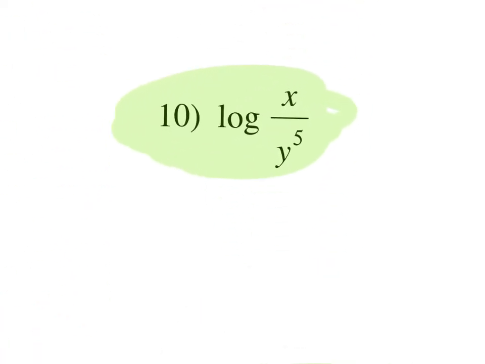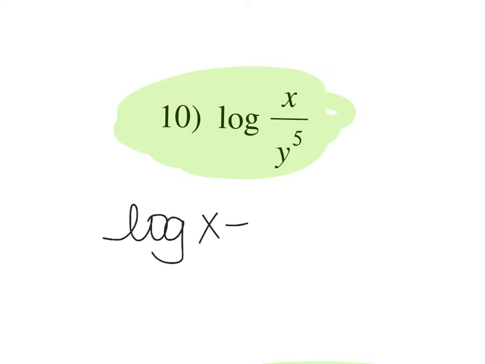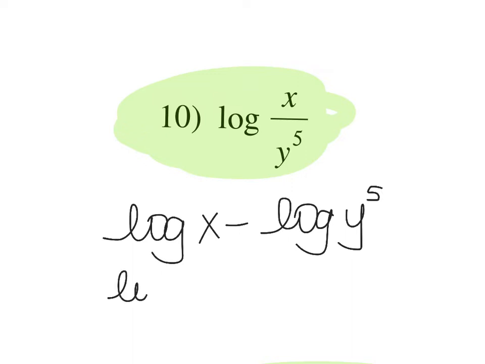What about this one? What do you see? As soon as you see division, what should you think? Subtraction. So I would rewrite this as log x minus log y to the 5th. And then I see, oh wait, I have one more thing I have to do. Log x minus 5 log y.